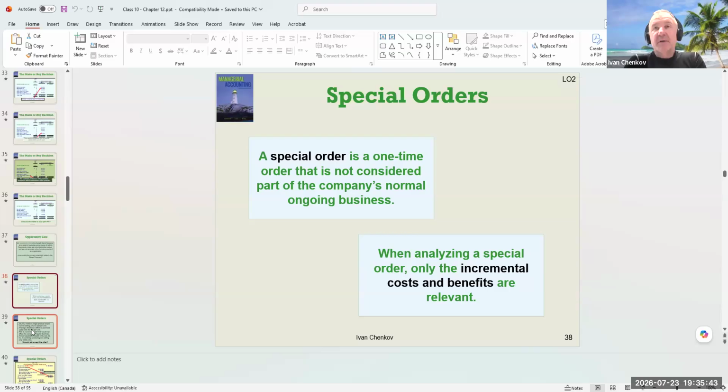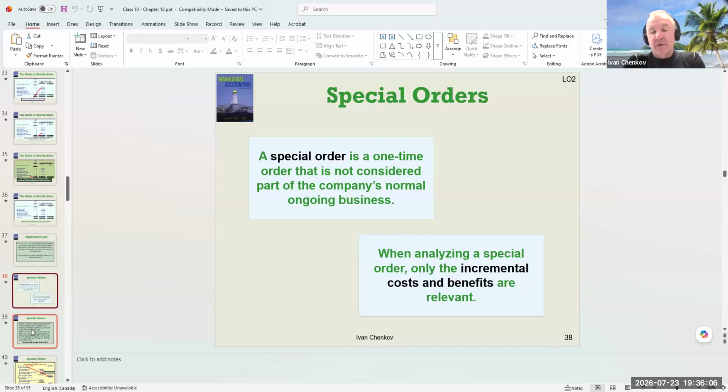And the last thing is the special order is not going to affect our business. Means none of our clients are going to find out about it. None of our clients are going to start chasing us: why are you selling these people less than what the normal selling price is?